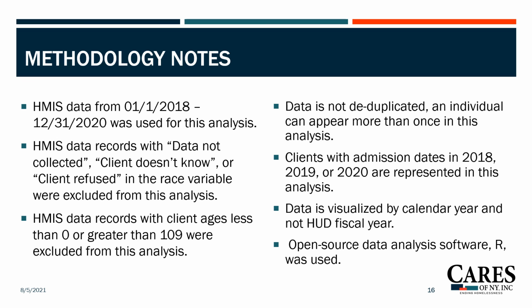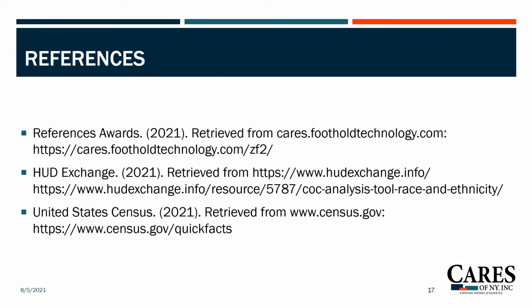This data is not deduplicated because we're accounting for the total volume of admissions in the analysis, rather than the unique admissions. Lastly, we received our HMIS data from HMIS Awards. We received the American Community Survey data from 2017 from HUD Exchange, and we received the census data from the United States Census website.